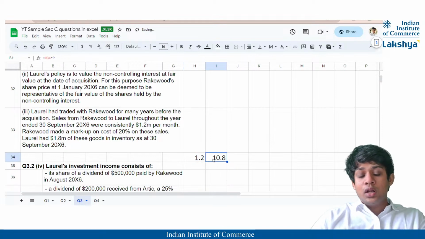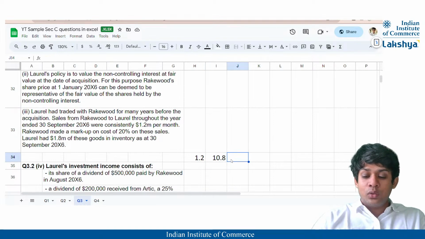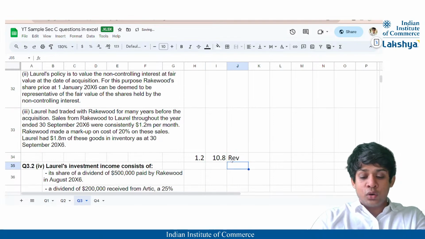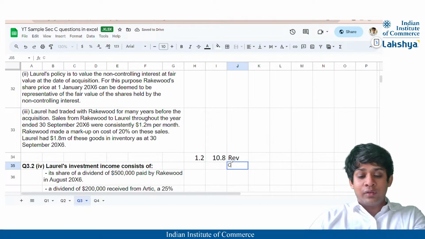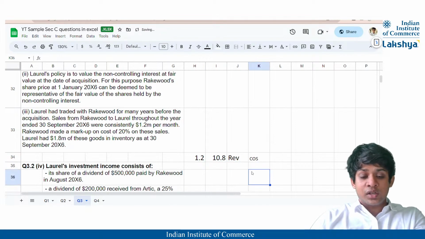So this is the total value that has been traded, correct? So this shall be reduced from the revenue and from the cost of sales. Don't forget that, right? Because for one company it is a revenue, for the other company it is a cost of sales because they've purchased it, right? So don't forget that part.